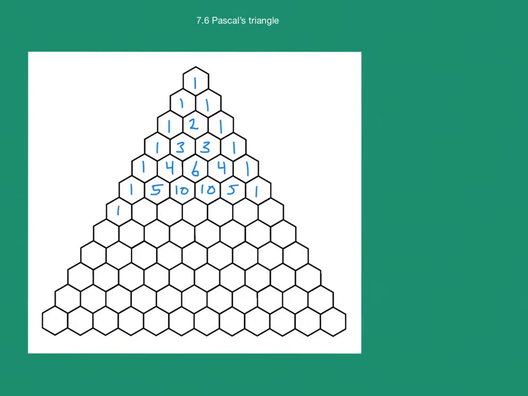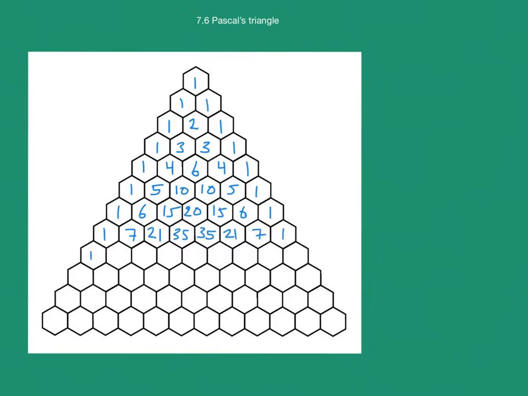The next row, 1, and then 6, and then 15, 20, that's 10 plus 10. And then 10 plus 5 is 15, 5 plus 1 is 6, and 1 is still 1. And I'll just add a couple more rows. So 1, 7, 6 plus 15, 21, then 35, 20 plus 15, sorry, 21 and 7 and 1.